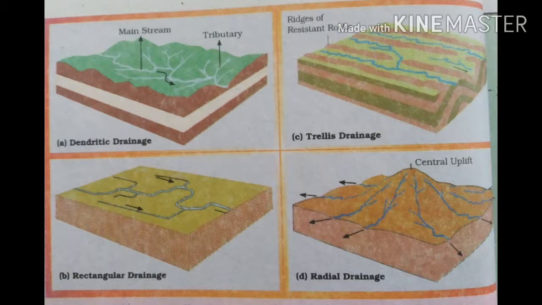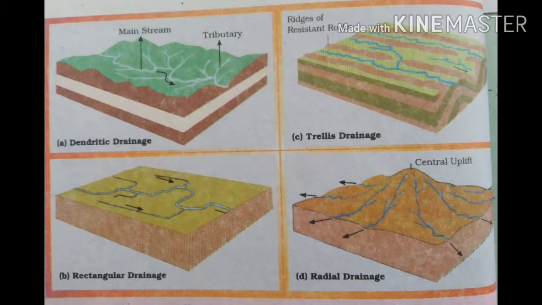How does a trellis pattern of drainage develop? Yes. In this pattern, short tributaries meet long trunk streams at near right angles. They are formed on sedimentary rocks of different resistance to erosion. Students, how does a rectangular pattern of drainage develop? Yes, a rectangular pattern of drainage develops on a strongly jointed rocky terrain. Students, how does a radial pattern of drainage develop? Yes, a radial pattern develops when streams flow in different directions from a central peak or dome.